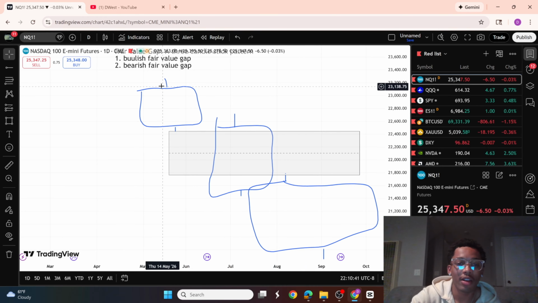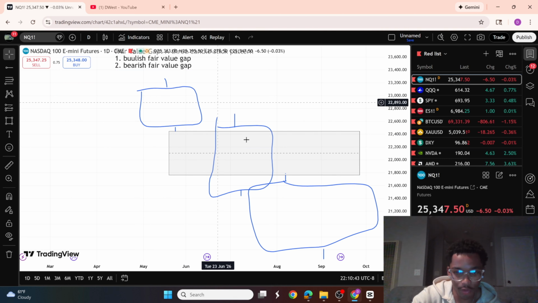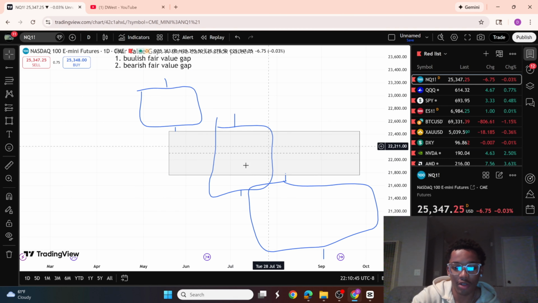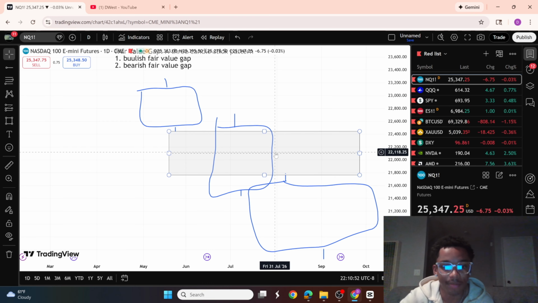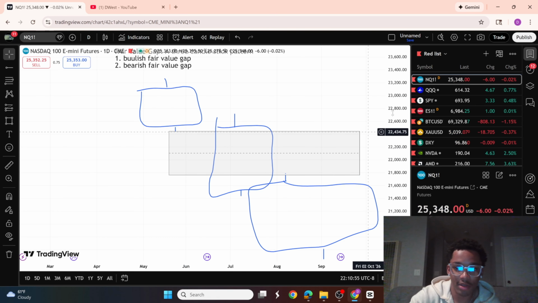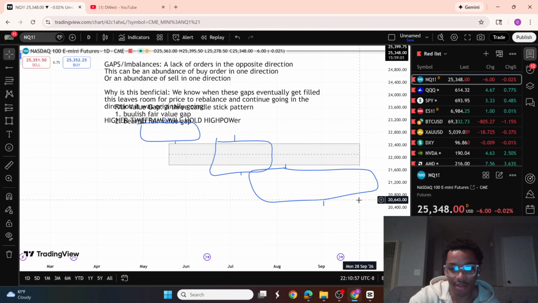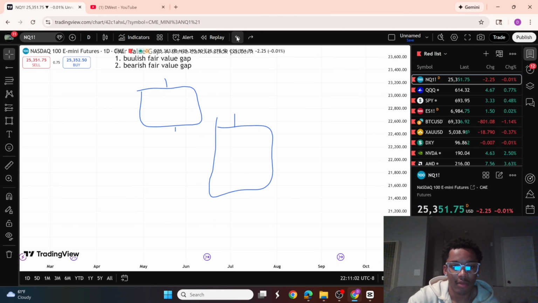So we know that price oversold in this area, so there's an abundance of sell orders and a lack of buy orders in the opposite direction, right? So those are fair value gaps. Now there are different types of gaps. Let's remove this. There are two other gaps that you do need to be aware of.